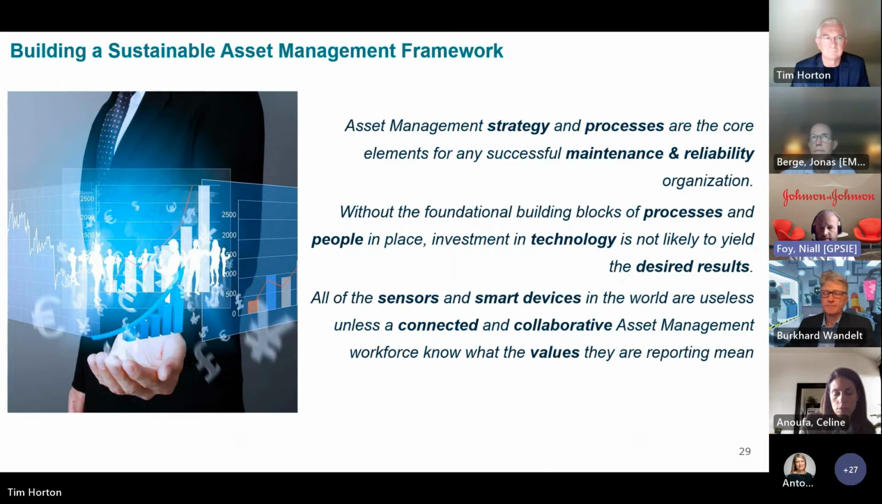And again, all the sensors and smart devices in the world are useless unless we have a connected and collaborative asset management workforce, right? That values what they're reporting. Okay, so that's very important. Connected and collaborative asset management workforce. So this isn't just a technical role. This isn't just the maintenance teams or the engineering teams. This has got to do with our operations teams. It's got to do with our quality teams. It's got to do with the whole site in totality and how we work together. Next slide, please, Tim.